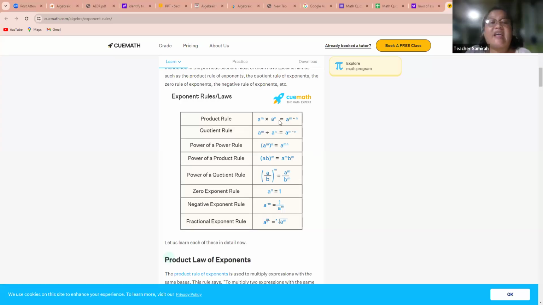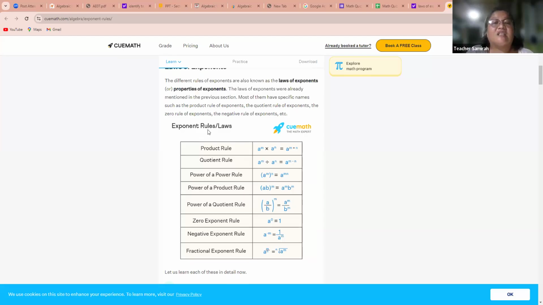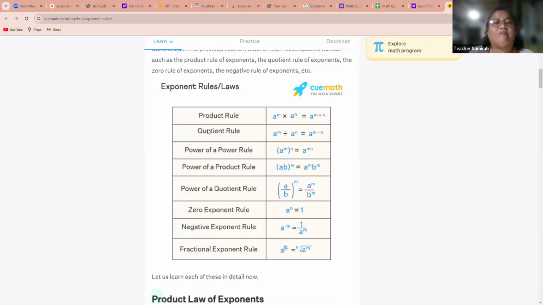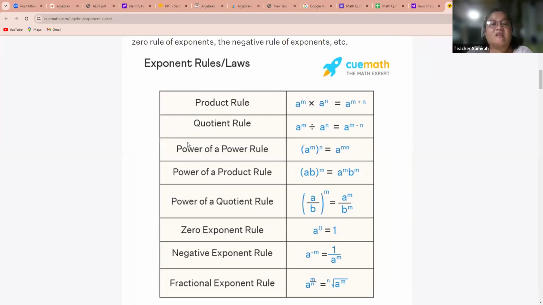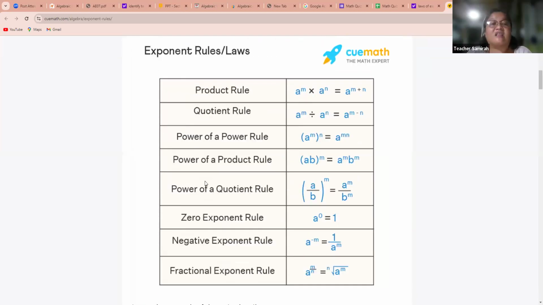Okay, look at this. So this is actually the rules or the laws of exponent. Product rule, this is what I am actually telling you. A raised to the power of m times A raised to the power of n is equal to A raised to the power of m plus n.